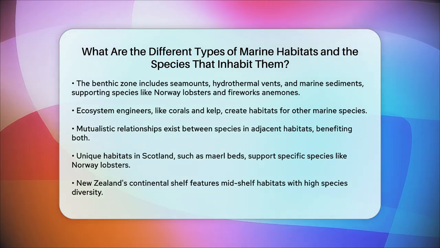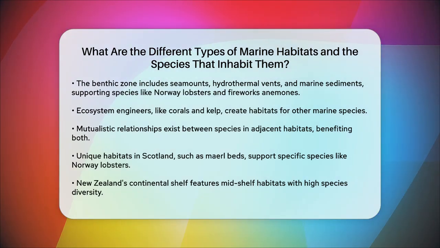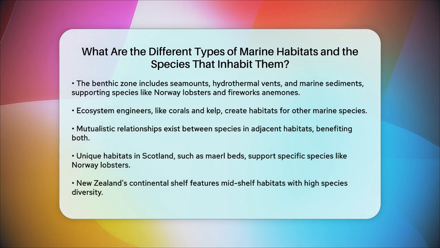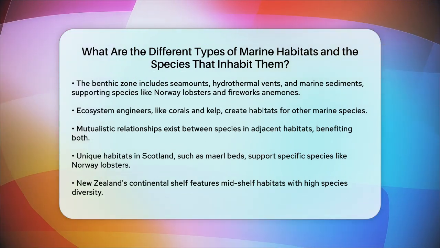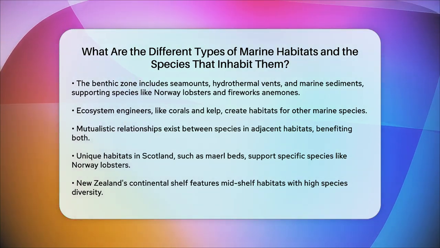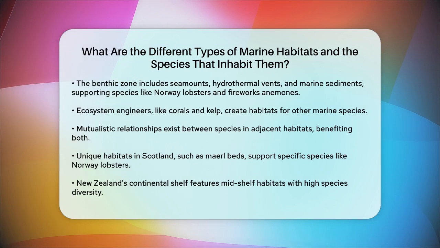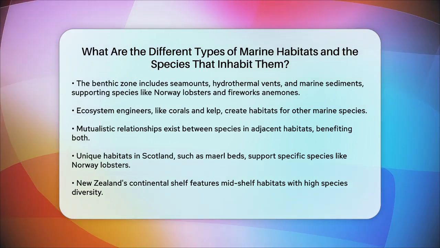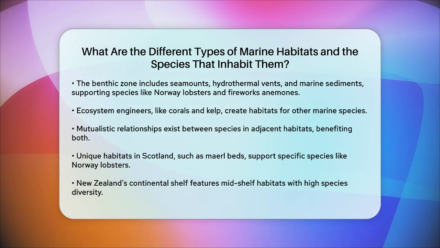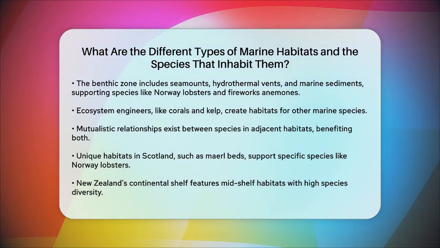Specific habitats: in Scotland, for example, you will find unique habitats like marl beds and burrowed mud, which are home to species such as Norway lobsters and fireworks anemones. Sea lochs in Scotland have inner basins that mimic deep-sea conditions, hosting creatures that are rarely seen in other shallow waters. In New Zealand, the continental shelf has mid-shelf habitats dominated by bryozoans and sponges, which prefer rock and gravel seabeds. These areas have high species diversity and are crucial for many marine organisms.